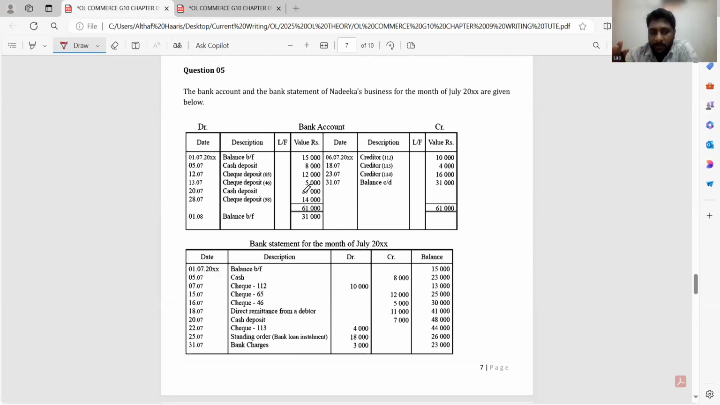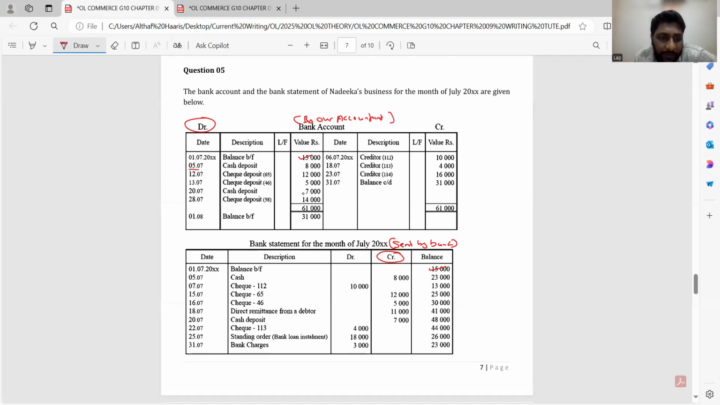So start with the opening balance. Is our opening balance and their opening balance the same? This is by our accountant. This is sent by the bank. 15,000, 15,000. Opening balance matches. Okay. Then look, our debit side with their credit side. I told you, our debit side you have to check with their credit side. Our credit side you have to check with their debit side.